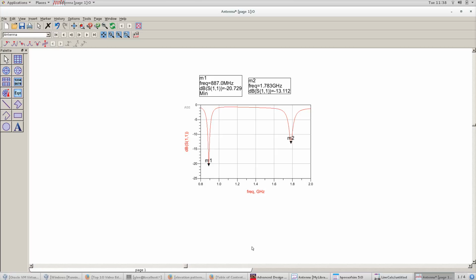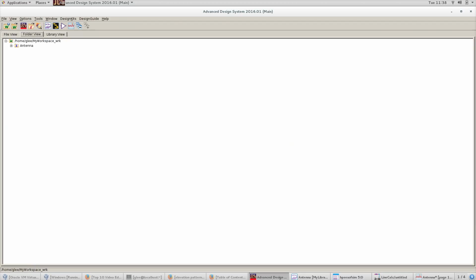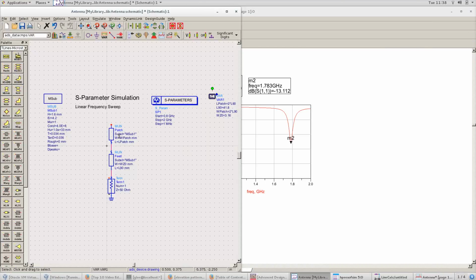Okay, so the next thing I'm going to do is show you what happens when I use a different component for the second piece. So instead of using this MLIN here, I'm going to use an ML open circuit. So I'm going to rotate this around, and I'm going to call this again. I'm going to change this to W patch, and I'm going to change this to L patch. Delete this, move this over, connect it, and then I'm going to simulate.